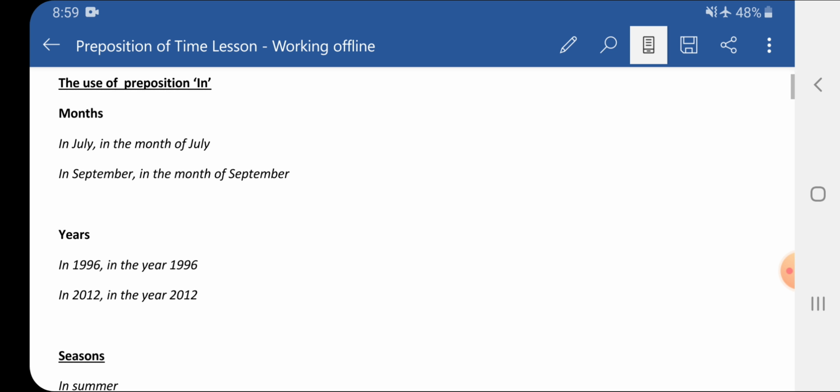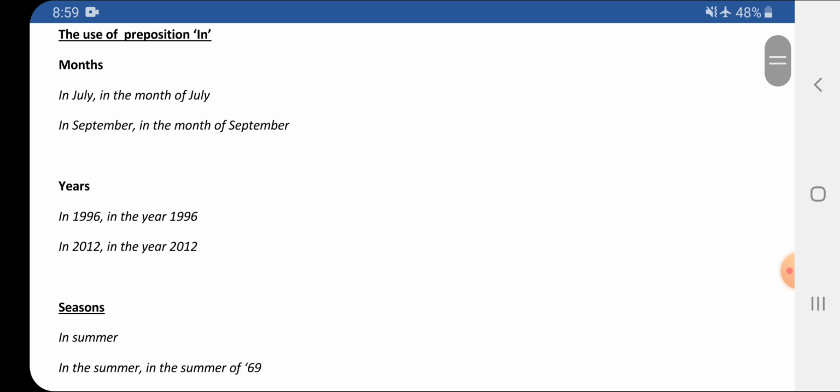What's the next thing? In is also used before years, like in 1996, or you can say in the year 1996. In 2012, in the year 2012. Both the structures are right. So in is used before years as well.